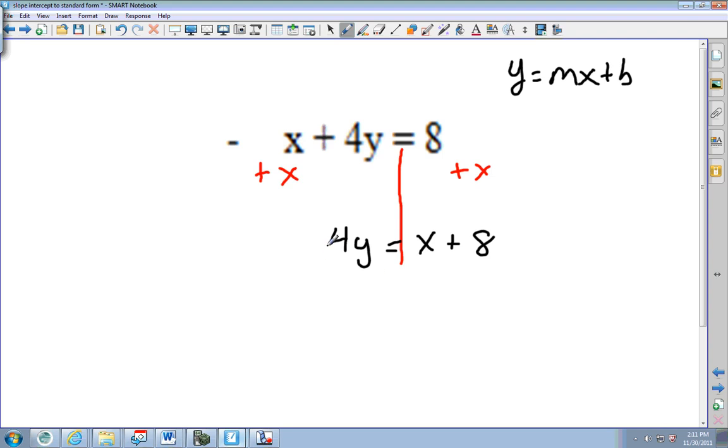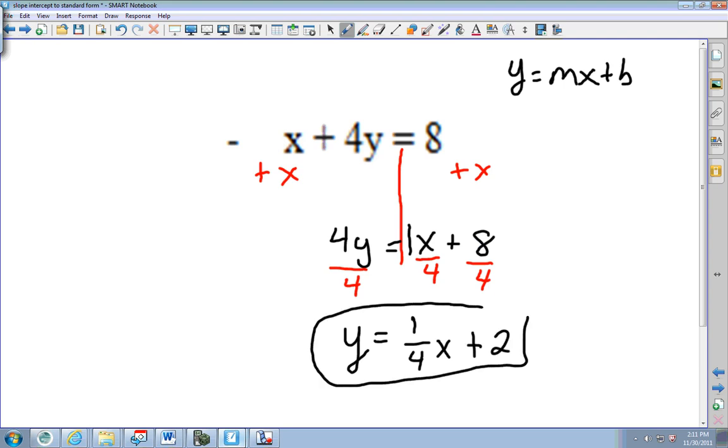Then you need to divide by the number that's in front of y, so I'm going to divide by 4. I get y equals, now this is where people get confused. They see x divided by 4. Remember, there's a 1 in front of it. So that is 1/4 x, and 8 divided by 4 is 2. There's my equation. My slope is 1/4. My y-intercept is 2. Or you really would write it as (0, 2) because it's an ordered pair.